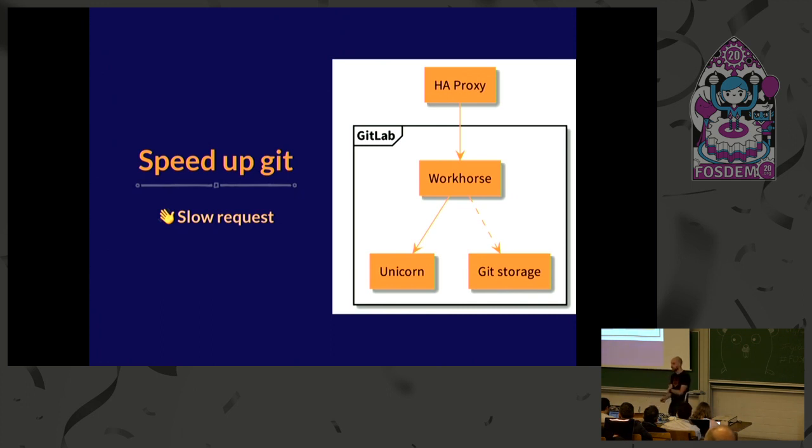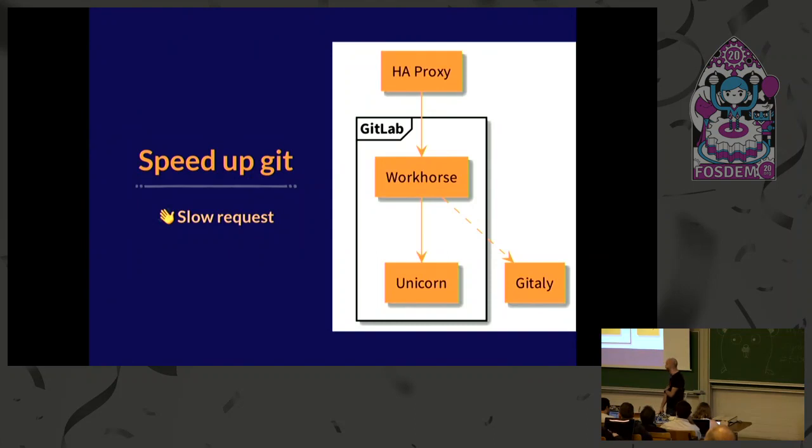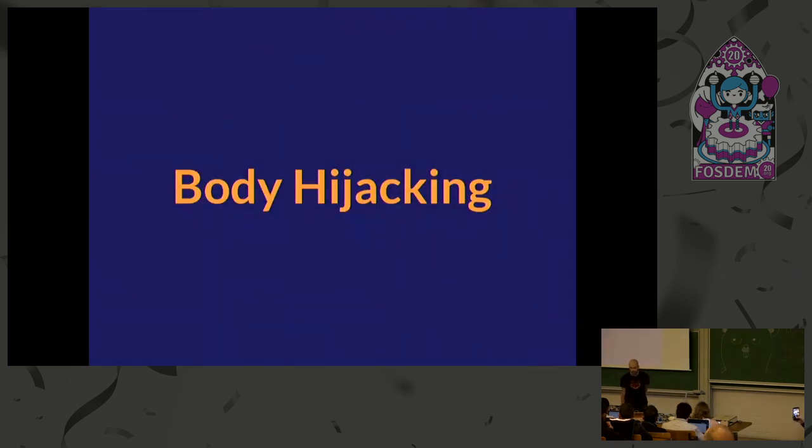Over the time, this evolved a bit. So today we have a new component, which is Gitaly, which is written in Go, is a gRPC server, and it handles all the Git code. So if you want to interact with the repository, you can do the gRPC call, and it's an external component. So we were able to speed up Git operations. Bye-bye slow request.